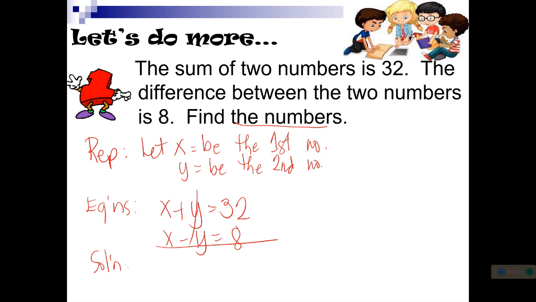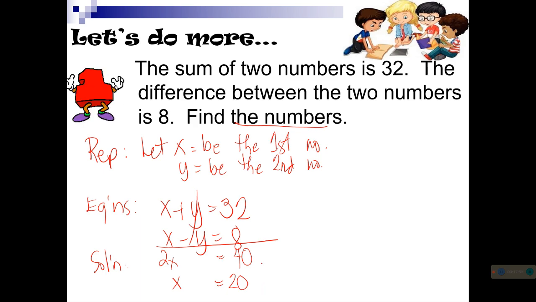So we eliminate positive y and negative y, and then add the remaining parts of the equation. So you will have x plus x is 2x equals 32 plus 8 is 40. And then divide both sides of the equation by 2. So our x now is 20.